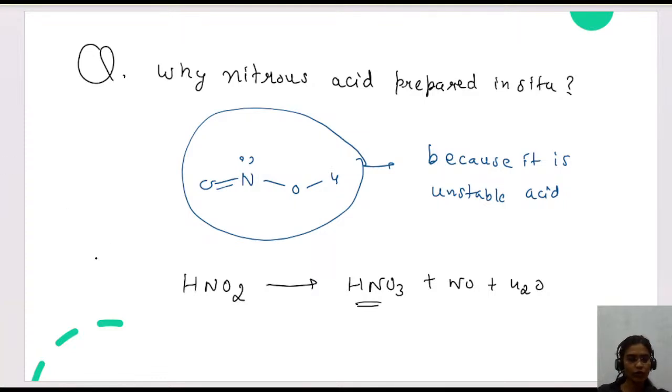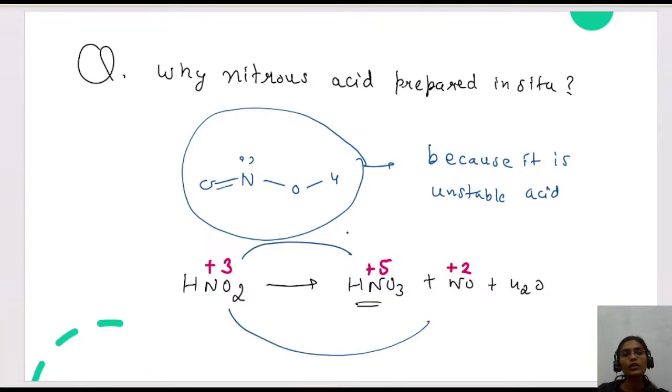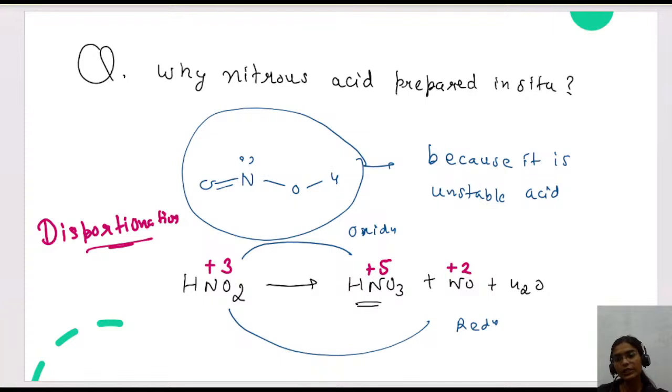If you're observing, the nitrogen here is in the plus 3 oxidation state, and this is a plus 5 oxidation state, and this is a plus 2 oxidation state. So 3 becomes 5, and 3 becomes 2. This part is the oxidation part, and this part is the reduction part. This is a disproportionation reaction. Because of the disproportionation, we can't use this directly. We are preparing it in situ in the reaction. So this is simple.